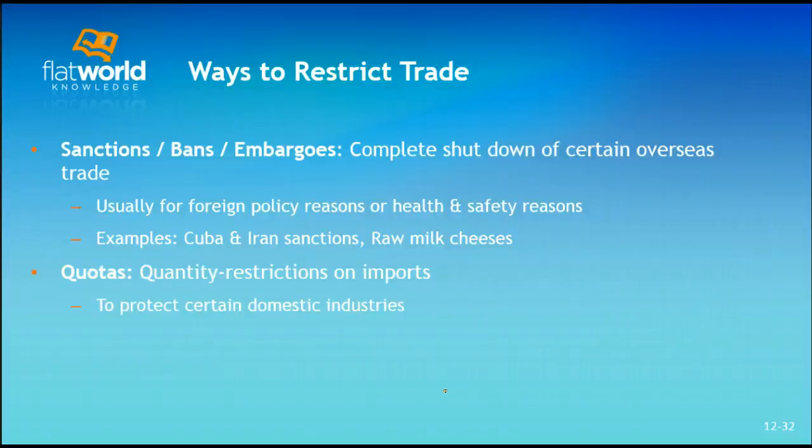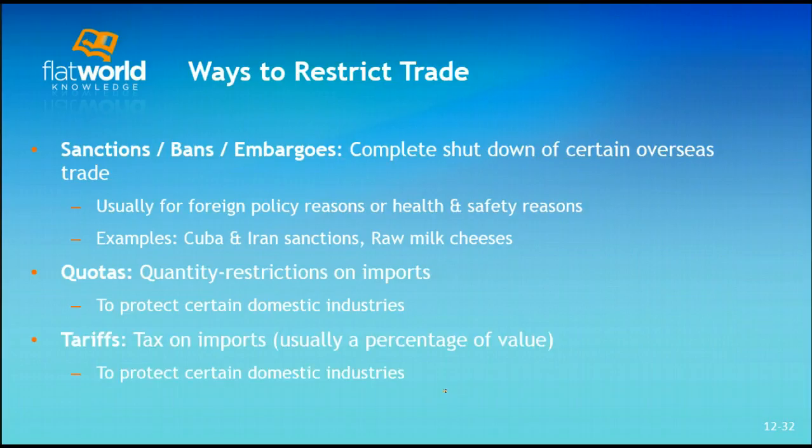Another way to restrict trade, and we don't see it happen a whole lot in the United States these days, is something called a quota. And those are quantity restrictions on imported goods. Meaning, let's say it's foreign-made autos. In the United States, we will actually restrict how many foreign-made autos can be sold in the United States. And usually this is done to protect certain domestic industries. Lastly, we have something called a tariff, and that's simply a tax on imported goods, usually designed to protect certain domestic industries.